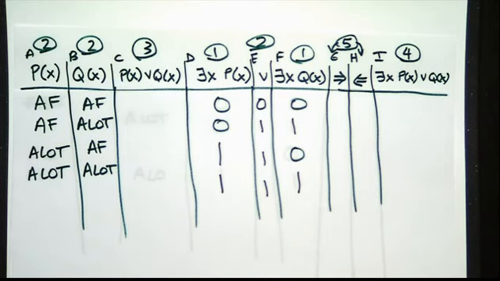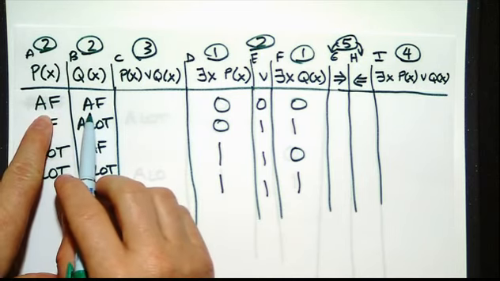All right, so now let's try to do C. So C is P of X or Q of X. If I don't have a quantifier on this, I'm just asking what I know about P of X or Q of X.